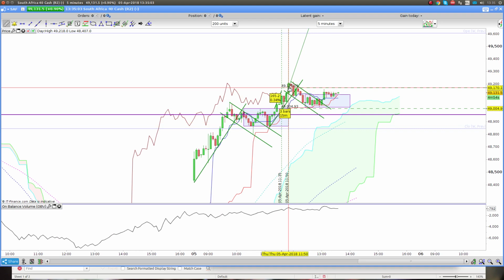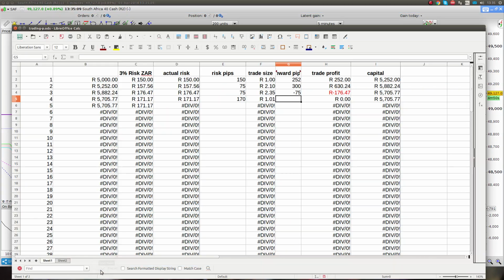144 pips, sorry, not 170. So 144 pips is what we were looking for. It was a one-to-one trade, and we basically made 171 Rand on that trade. Now we are at 5,800.